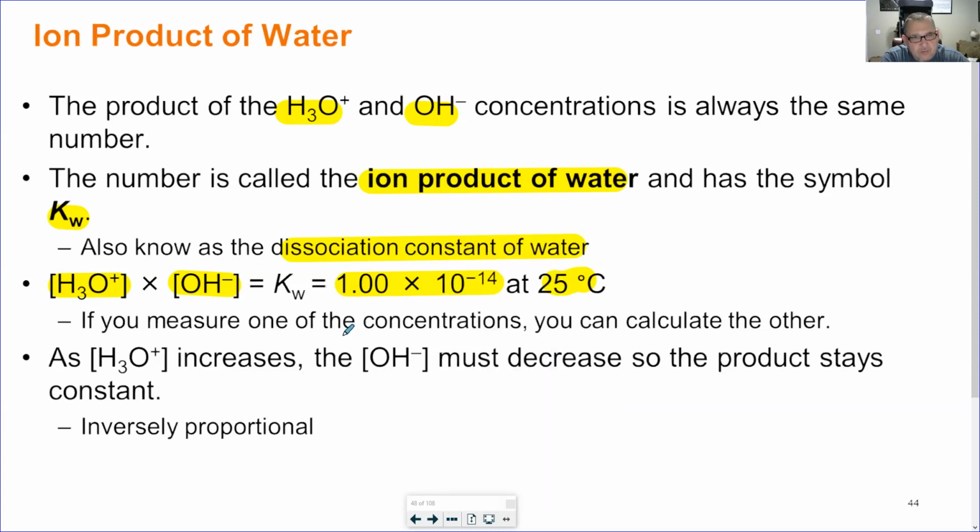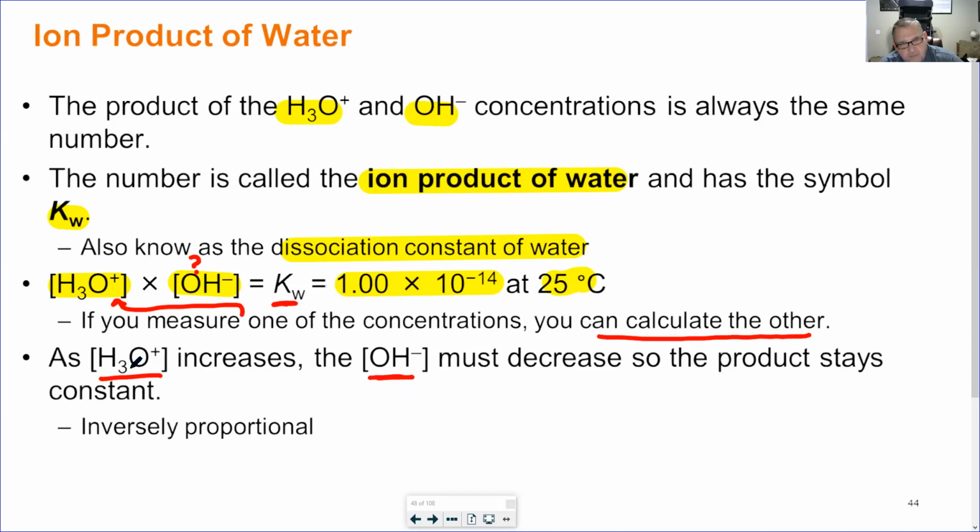So if I can measure or determine what one is, I can use that piece of information, this formula, to determine what the other quantity is. We can calculate the other one. Also, since they're directly related to one another in an equation, if one increases, like the hydronium ion increases, in order for them to still equal this constant Kw, the other one has to go down.